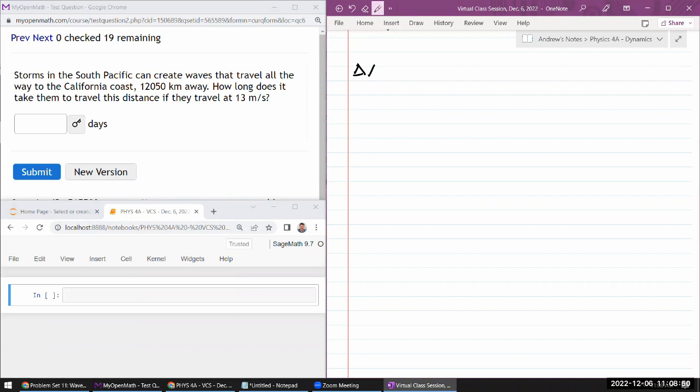So they've given us a distance of, let me just convert all the numbers to basic SI units so that I can just plug in the numbers. So 12,050 kilometers, which means 12,050 times 10 to the power of 3 meters. And its speed is 13 meters per second.